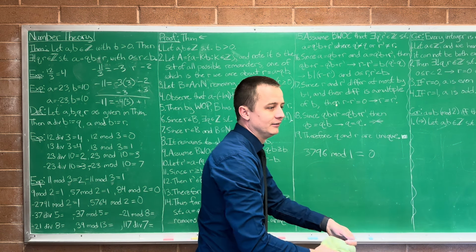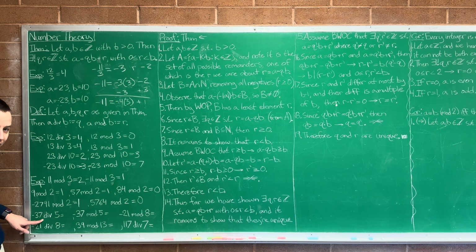Good? Getting more comfortable with this mod thing? Alright, on to the next one, wherever we left off. More tricky one. Negative 37 div 5. So we're looking for the quotient, not the remainder. How many times does 5 go into negative 37? Negative 8. It's negative 7, right? No, it's always one less than what you want it to be. You want it to be negative 7, so obviously it's negative 8.